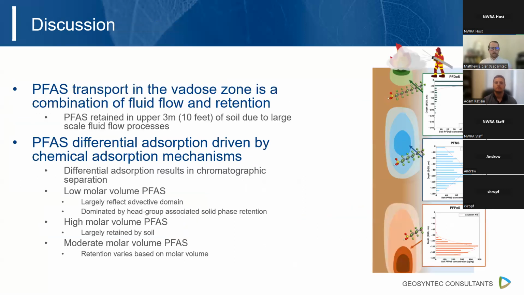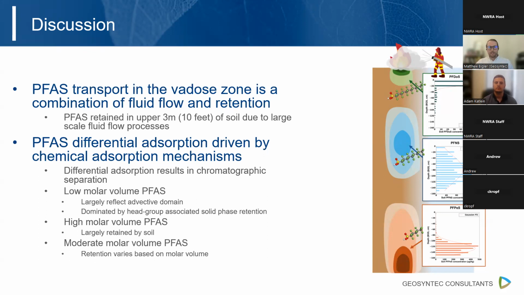So just to wrap it all up, what I want you to take away from this is that PFAS transport in the vadosome is both a combination of our fluid flow and our retention. So as an example, at this AFFF application area, our PFAS was retained in the upper 3 meters of soil due to our large-scale fluid flow processes, right? This is our evapotranspiration as well as our infiltration. That's what's confining most of this PFAS within the top 3 meters of our soil.